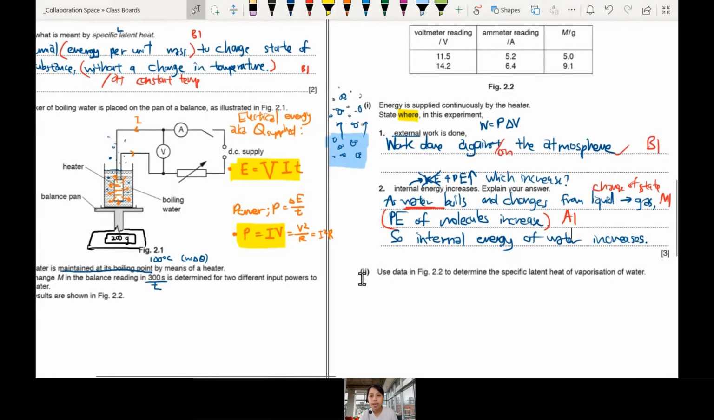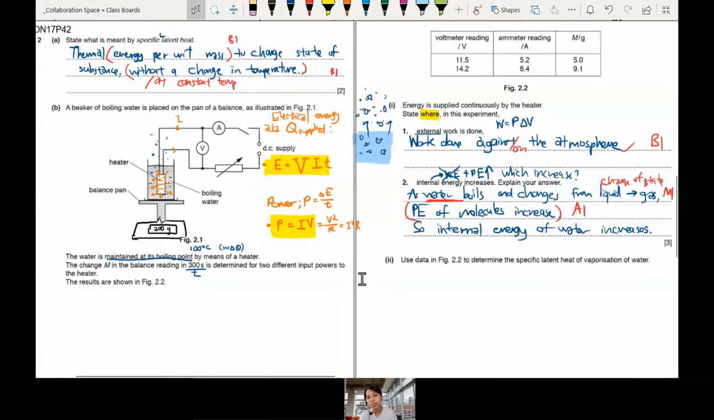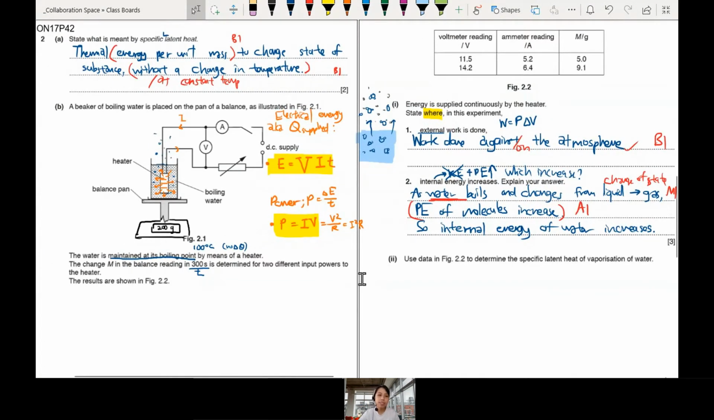All right, last one for this question. This one I'm going to give you all some time to try it out. Just trial and error, some ideas. So now we have come to the calculation part. Use the data from figure 2.2, this nice table. How much mass is gone in 300 seconds? Determine the specific latent heat of vaporization. You see, latent heat means they want you to find the L.